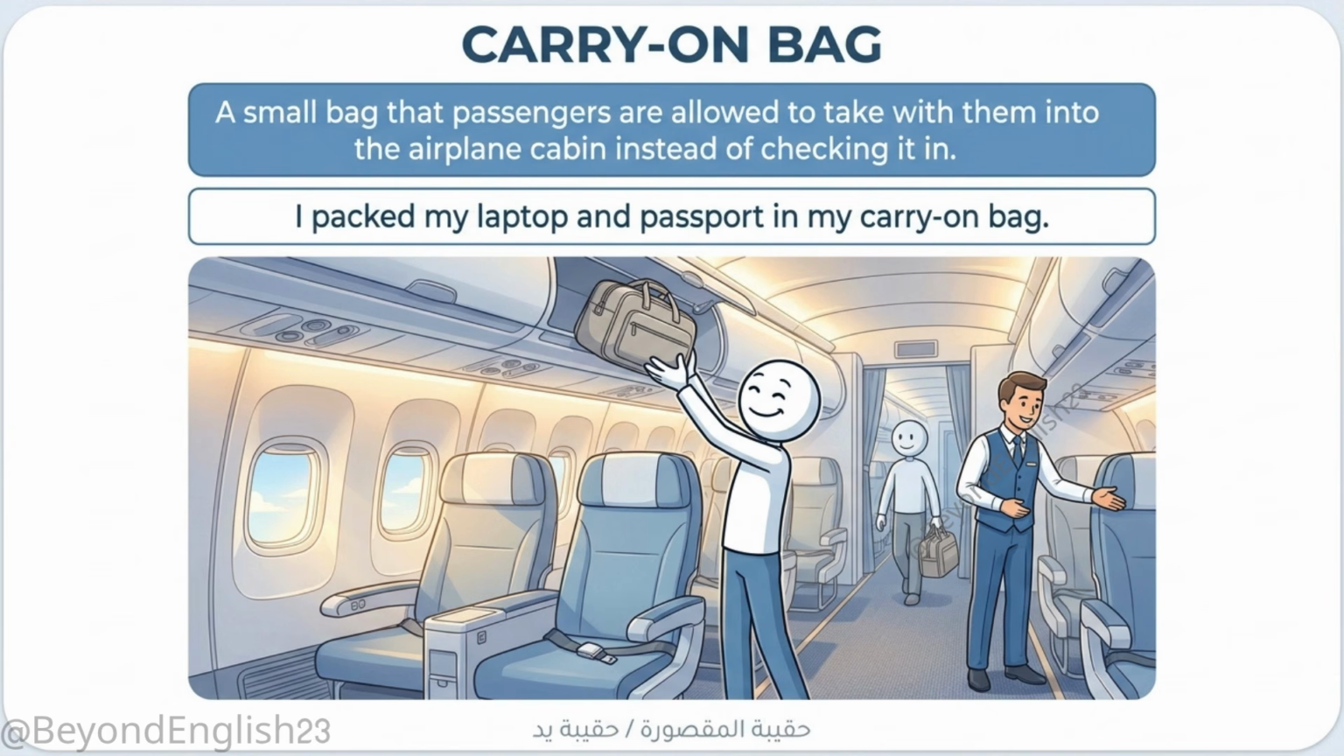3. Carry-on bag. A carry-on bag is a small piece of luggage that passengers are allowed to bring inside the airplane and store in the overhead bin or under the seat in front of them.